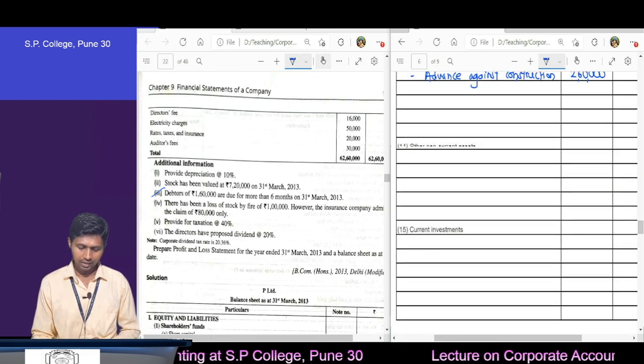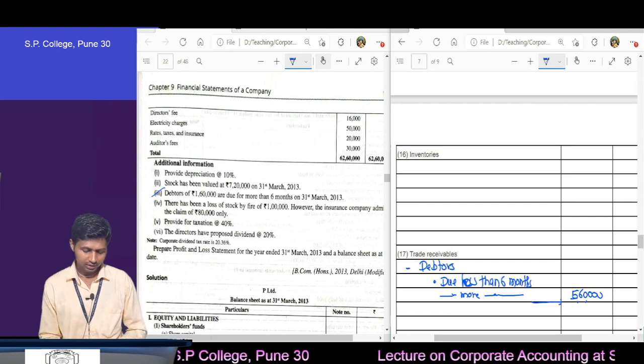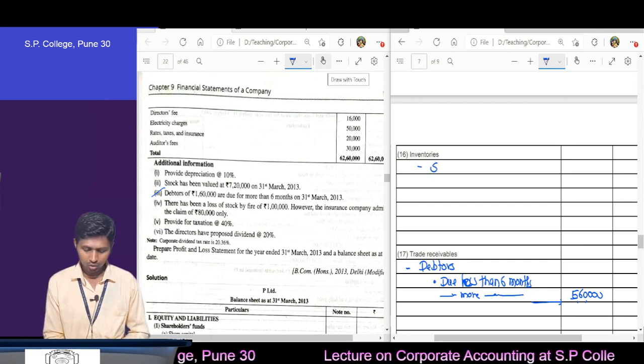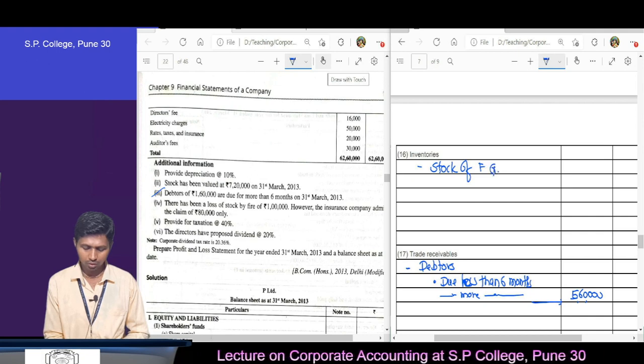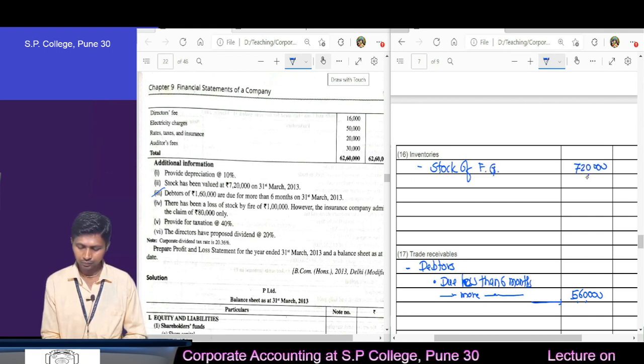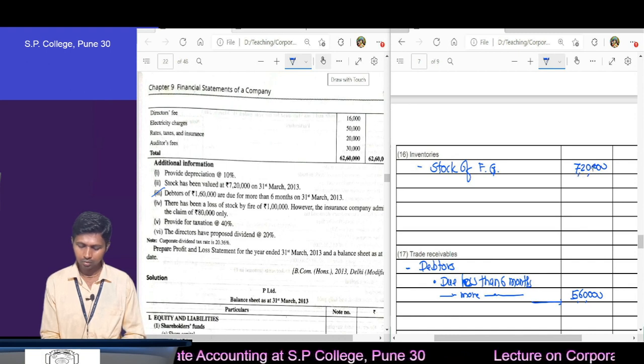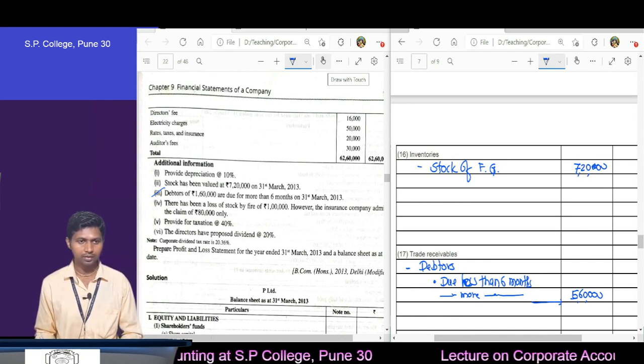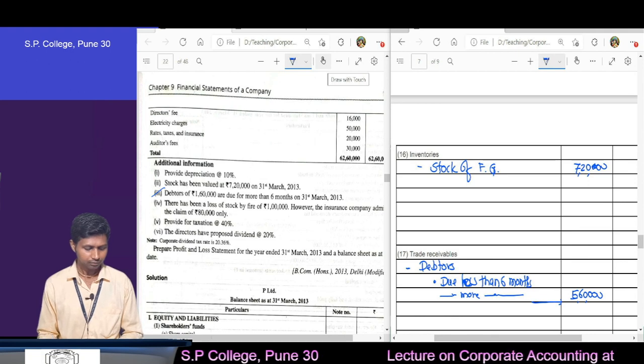For inventory we have the inventory category, number 16. There write down stock of FG, closing stock of FG, 7,20,000 rupees. Over two effects, have you understood? In change in inventory first and second in inventory.